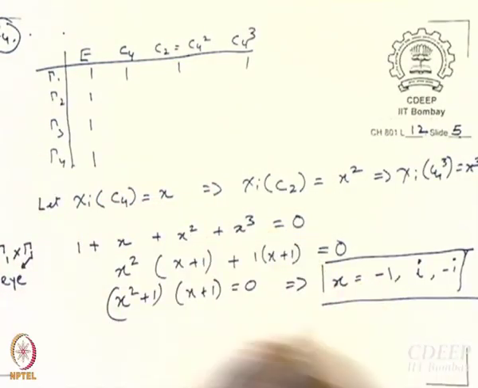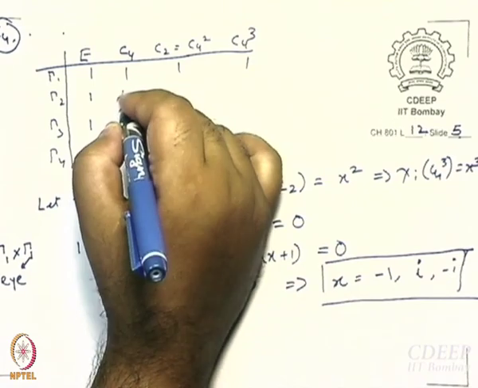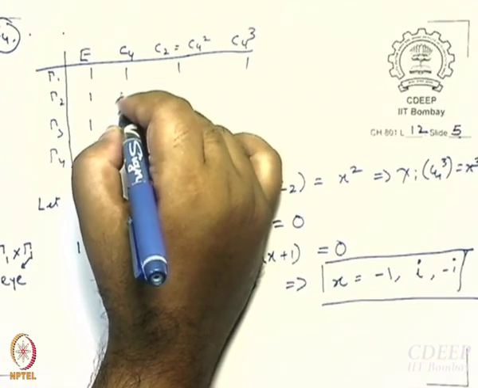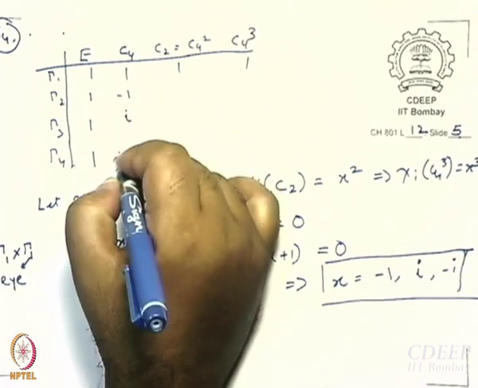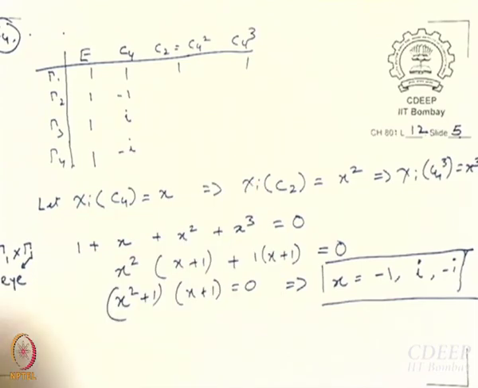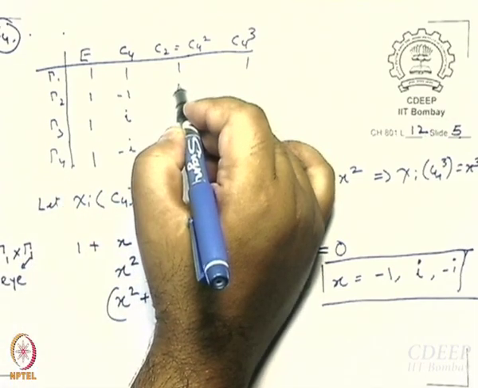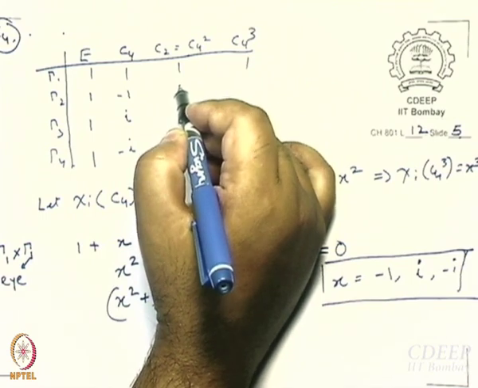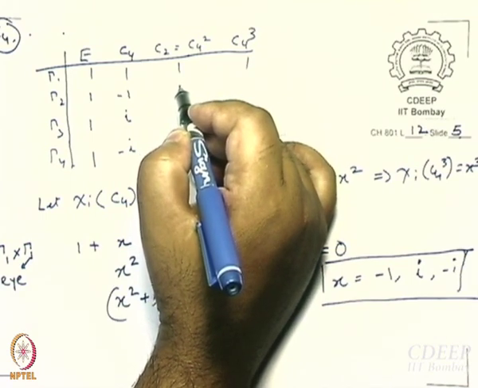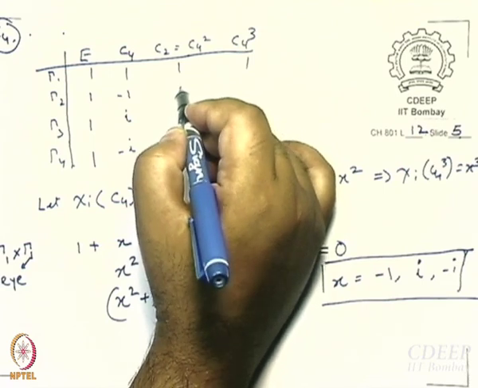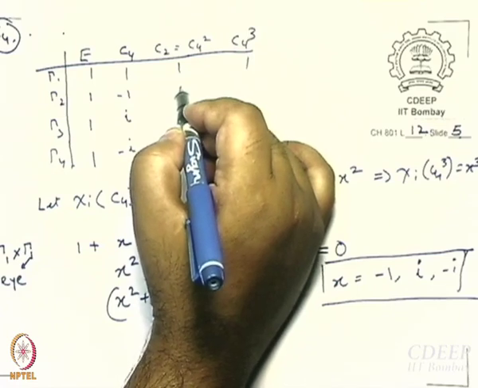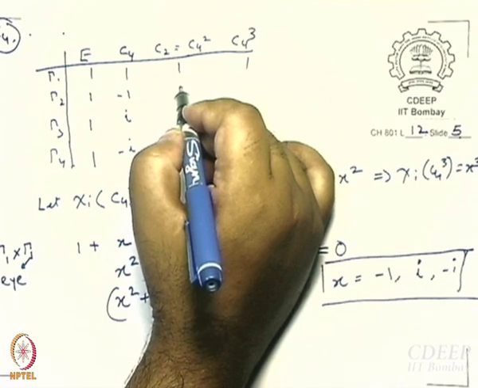So you can fill in these. So what will it be? 1, I have got what is x, right? So minus 1, I, minus I. What am I saying? Minus 1, I, minus I. So I write minus 1, I write I, and I write minus I. What will this be now? C2 is C4 square. So what will chi C2 be? 1 or I, or minus 1 or minus I?